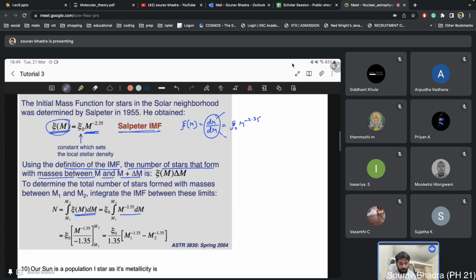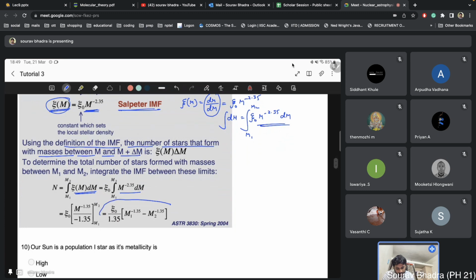Now from here, if you want to consider the number of stars, you just have to do an integration, right? I have just put the dm here with m to the power minus 2.35, and I am integrating it in the range you have given. Suppose it is given as m1 to m2. If you do this integration, you get an idea about the number of stars with mass from m1 to m2. The result will be like this. So we got our number of stars in the range m1 to m2 by this expression.